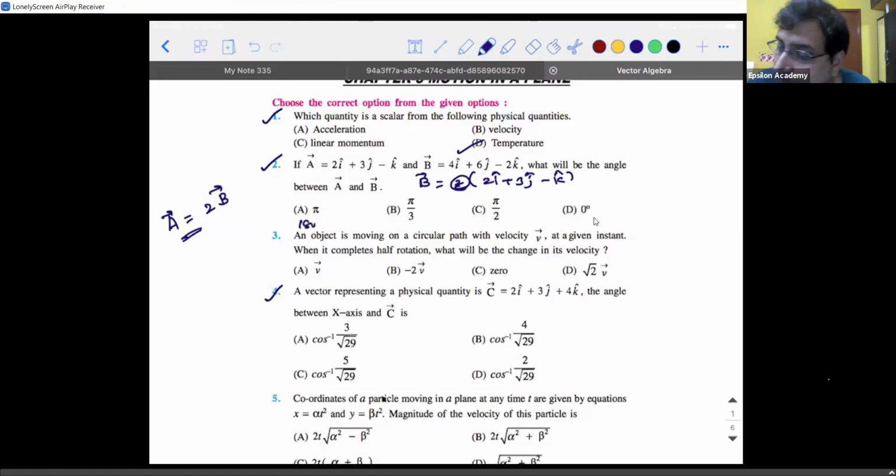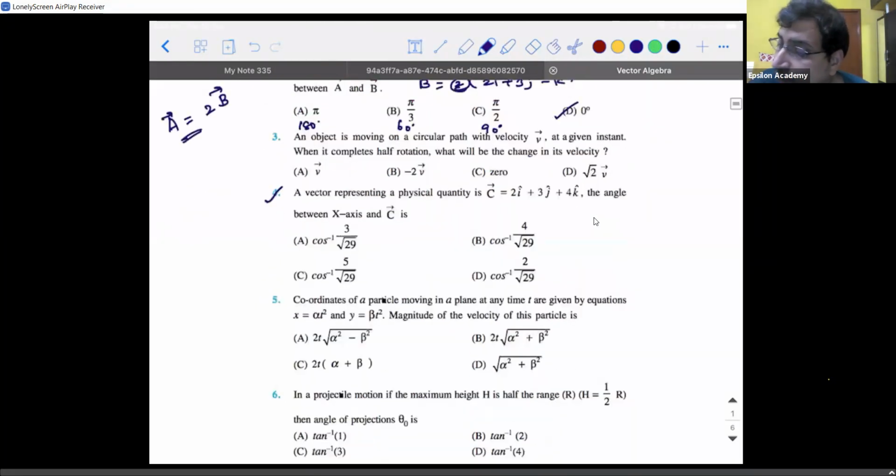I'll give you the conversion. Pi means 180 degrees, pi by 3 means 60 degrees, pi by 2 means 90 degrees. I'll explain this in units and measurements. I don't want to waste time on this concept. Okay, 180 means anti-parallel, 60 degrees obviously at some random angle, 90 degrees perpendicular, 0 degrees parallel. Hence, the answer for this question is 0 degrees. Okay. Moving on to the next question.